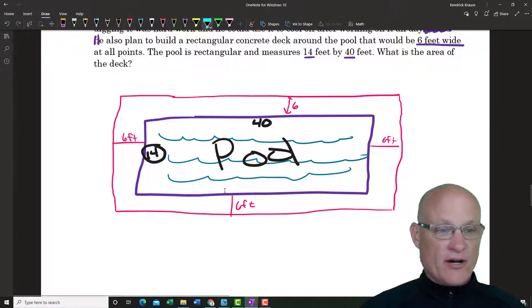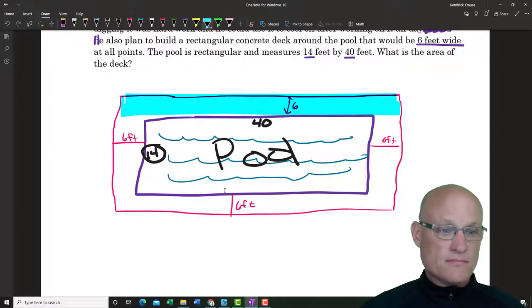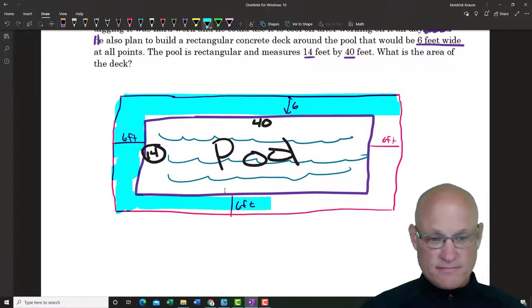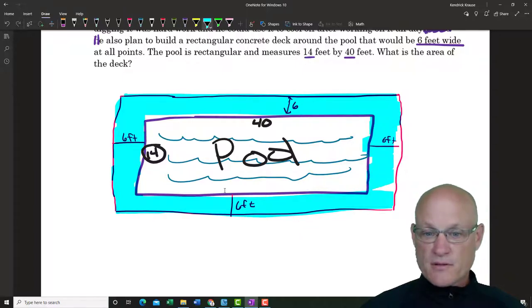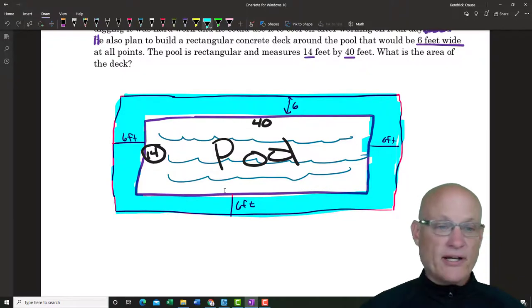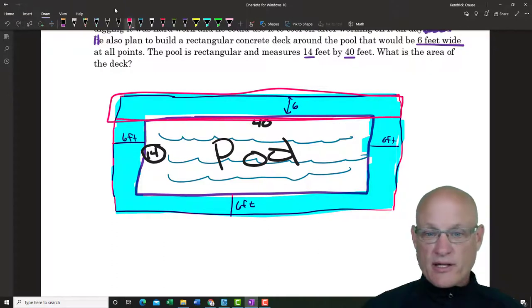So what we want to figure out is, what is the area of the deck? So we want to know, what is the area of that? Okay, so what we're going to do is break this into some rectangles. I'm going to look at this rectangle in particular. See this rectangle right here?